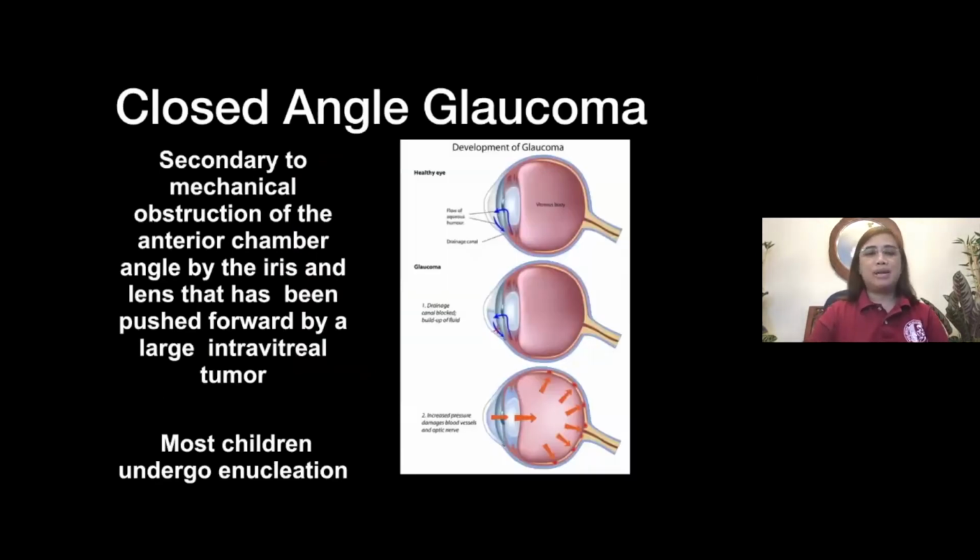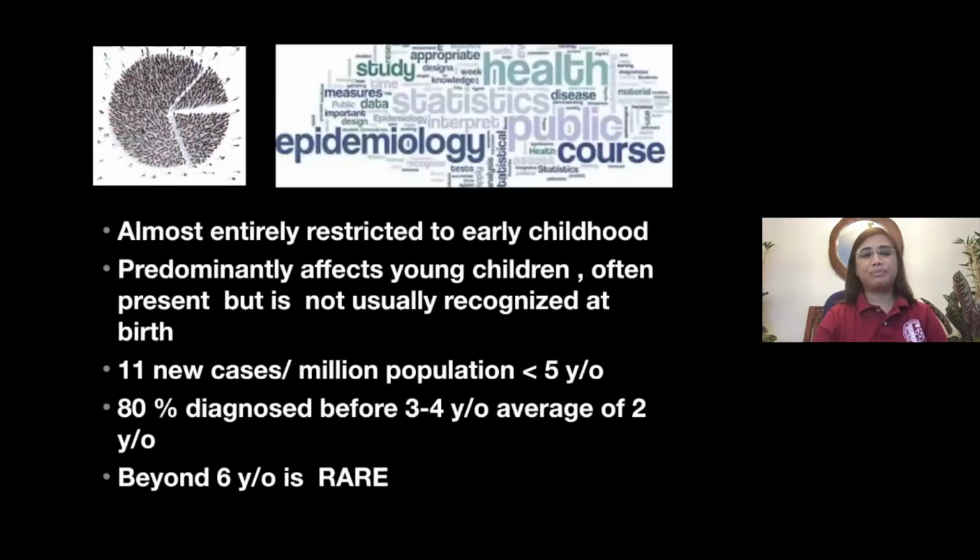Closed-angle glaucoma is secondary to mechanical obstruction of the anterior chamber angle by the iris and lens that have been pushed forward by a large intravitreal tumor. Most children with this undergo enucleation.